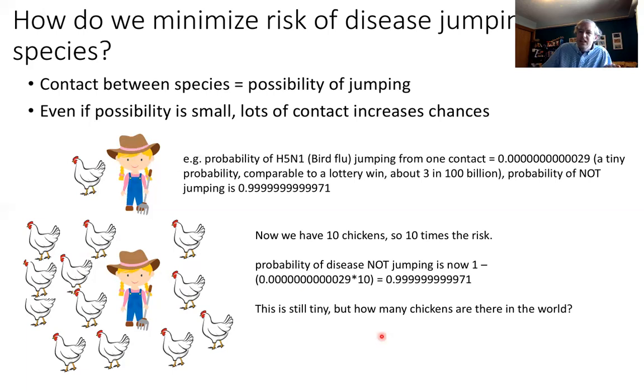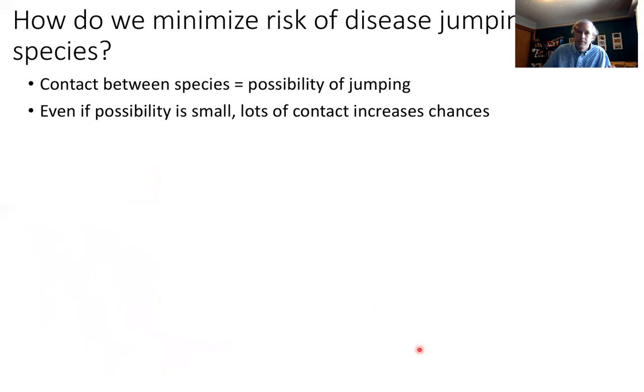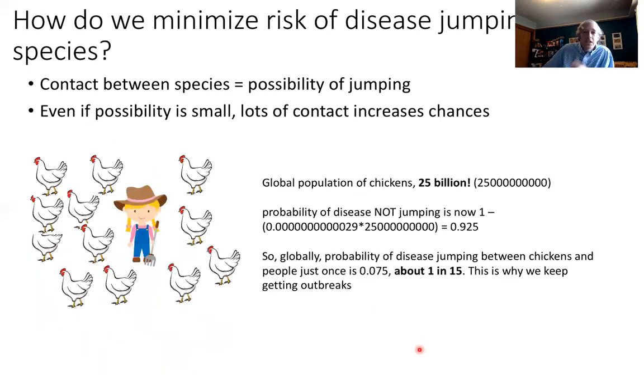And how many chickens are there in the world is the question. Well, the global population of chickens is about 25 billion chickens. There's only 7 and a bit billion people, so there's more than 3 times as many chickens in the world as there are people. That's something to think about. So given there's 25 billion chickens, if we do 25 billion contacts between people and chickens, the probability of the disease not jumping is now 1 minus this number times 25 billion, which is 0.925.